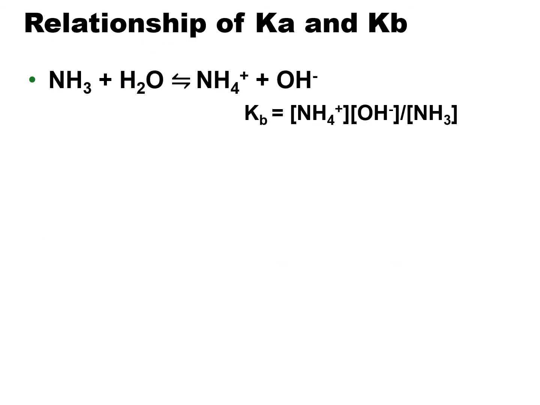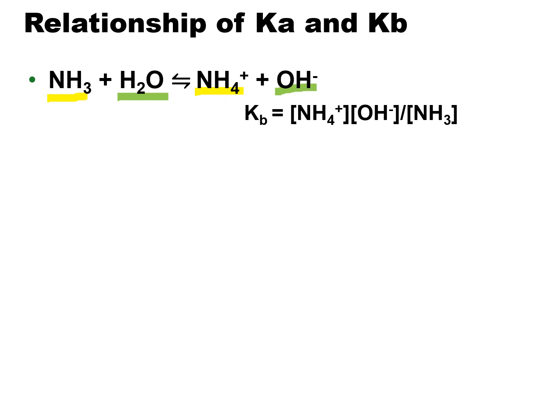Let's see the example of ammonia. If I put ammonia in water, ammonia is going to be the base. It's going to accept a proton from water, so water is going to be the acid, and after accepting the proton I'm going to form ammonium ions, so that's going to be the conjugated acid of ammonia, and OH- is going to be the conjugated base of water after water loses its proton.